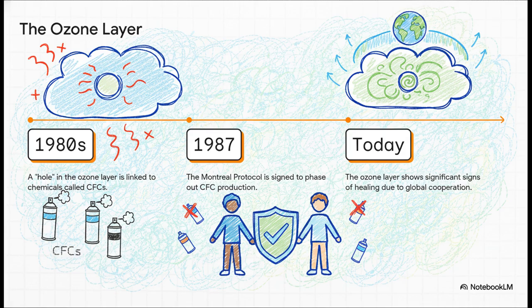But you know what? The story isn't all bad news. In fact, it's actually a story of hope. Because when scientists figured out what was causing the problem, the entire world actually came together to ban the chemicals responsible. And as you can see, it worked. The ozone layer is healing. It's powerful, concrete proof that when we decide to act together, we can actually reverse the damage we've caused.